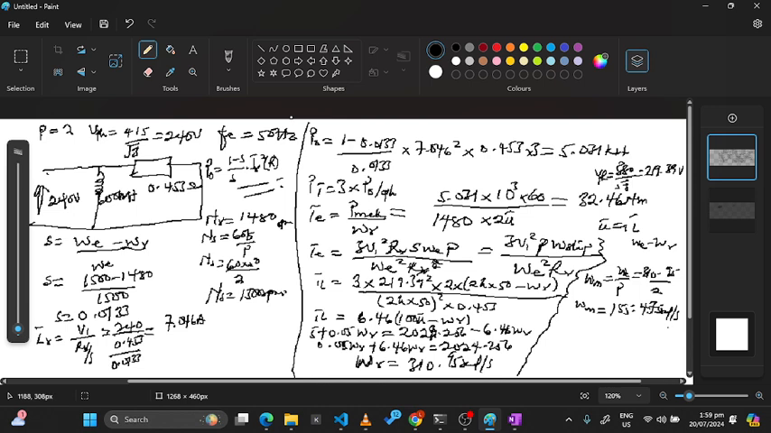Okay, so now this is the speed in rad per second. But if you want it in revolution per minute, so let me call it Nm.